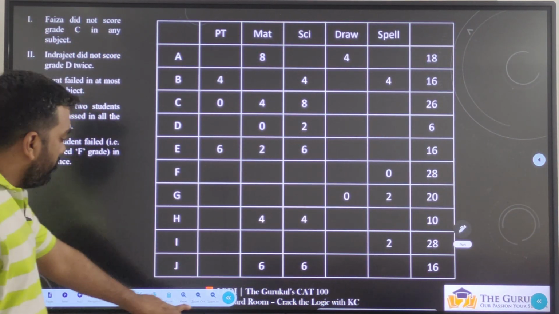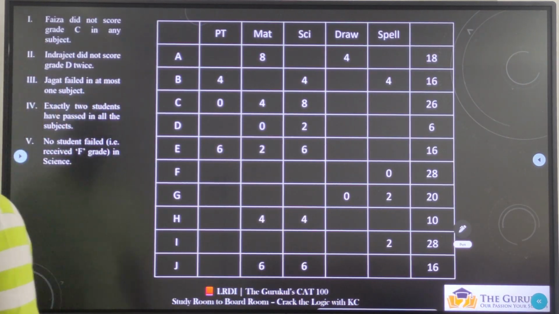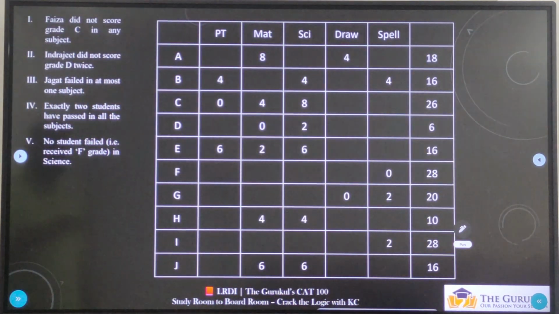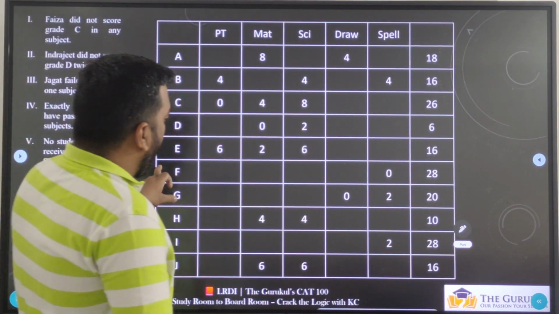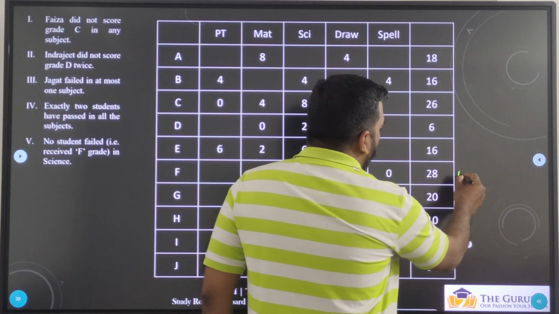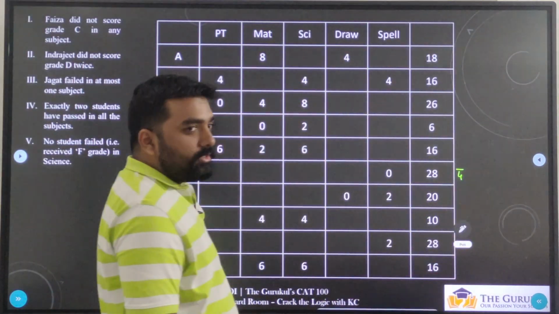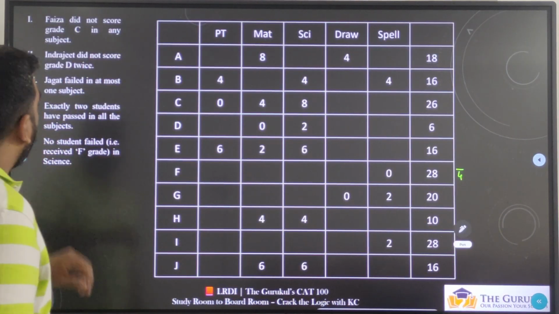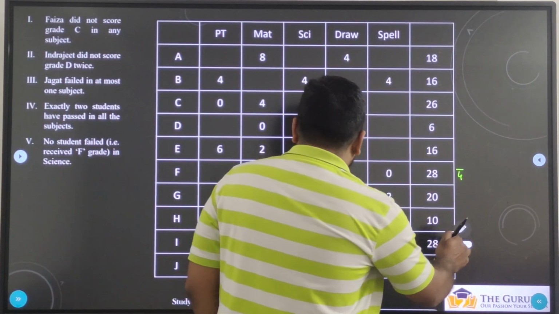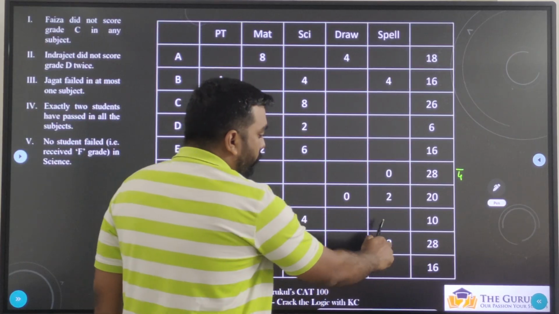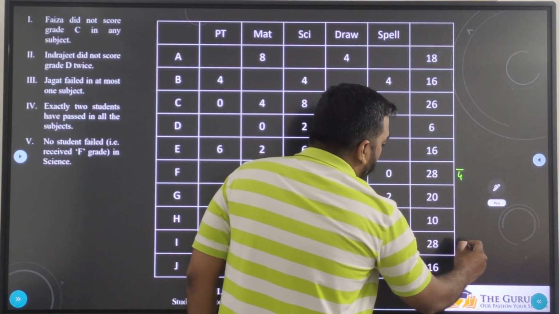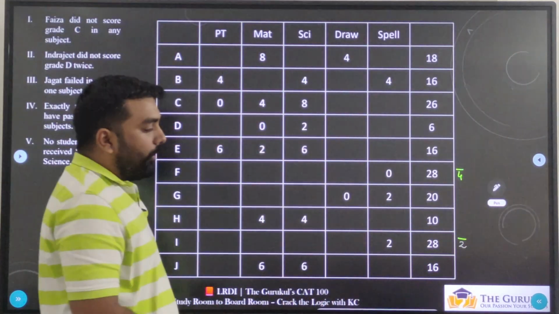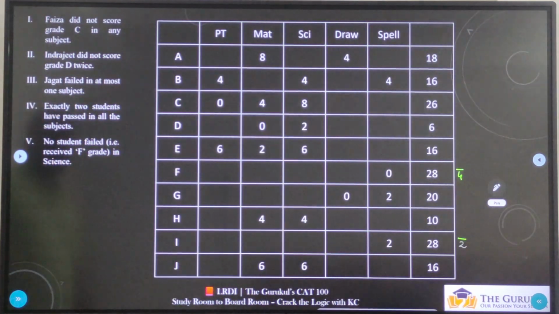Perfect, clear till this point? Very good. Next what? Pfizer did not score grade C in any subject. So for F person, there is no 4 at all. Grade C is 4, which means 4 marks is not at all considered for F. Indrajit did not score grade D twice. So Indrajit already has 1, 2. So there will not be another 2 again. Already one 2 is there, not another 2.